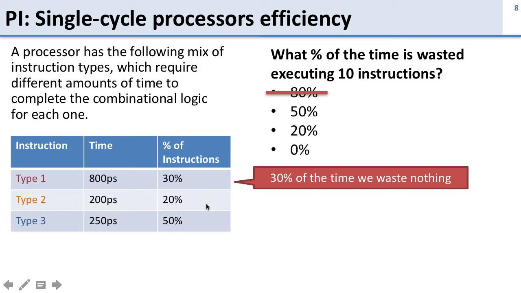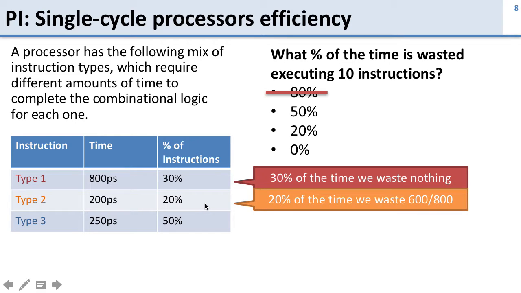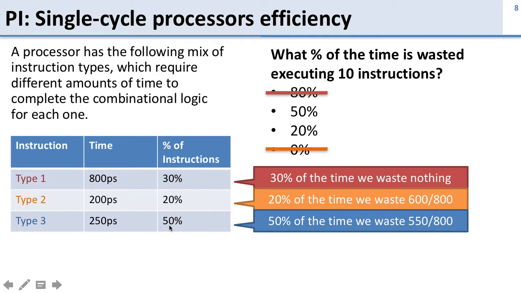Now let's take a look at the second type here. For 20% of the time, we only use 200 picoseconds of the full 800. So that means we waste 600 of the 800 picoseconds. So we're definitely wasting something, so we know it's not going to be 0%. And if we look at the third type of instruction, we can see half the time, because these are 50% of the instructions, we only use 250 of the 800 picoseconds. That is, we waste 550.